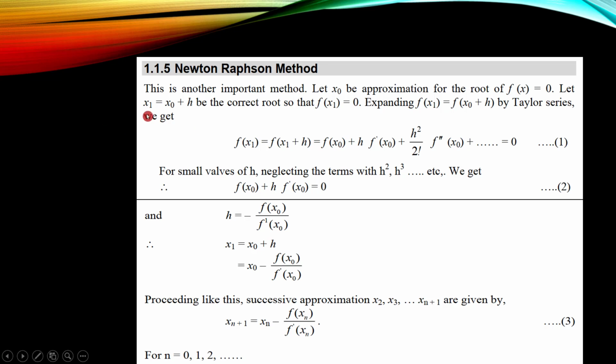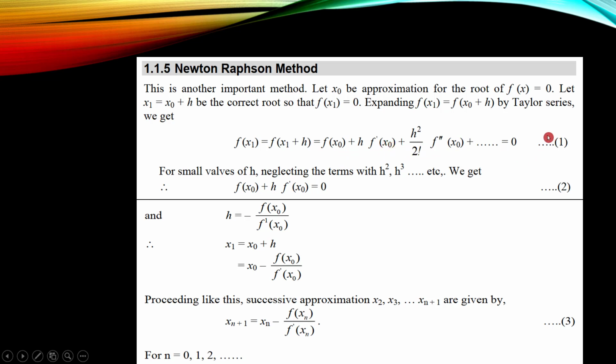So let x1 is equal to x0 plus h. A minor increment or decrement with respect to x0 will give you the correct root. x1 is equal to x0 plus h be the correct root, so that f of x1 is equal to 0, the real root. Expanding f of x1 is equal to f of x0 plus h by the Taylor series, we get f of x0 plus h into f dash of x0 plus h square by 2 factorial.